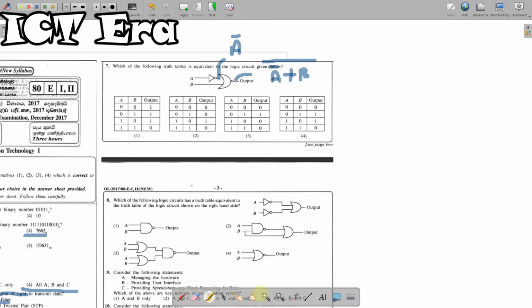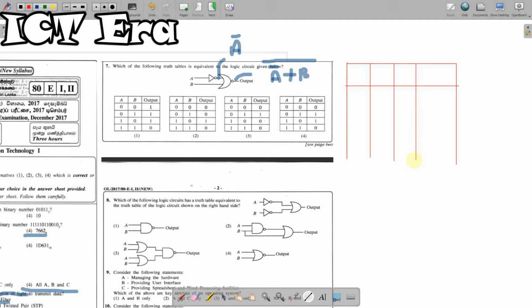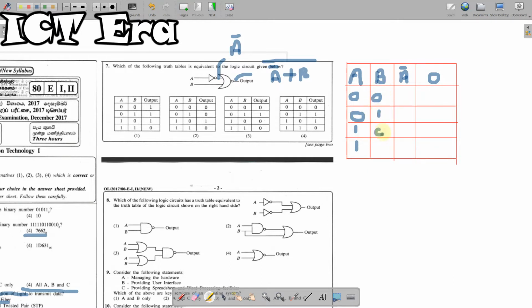So let's do the truth table for it. A, B, then A bar, then we can write the output. There should be 4 inputs. Okay, so let's complete this table. Truth table: A, B, then here A bar, then the output. 0, 0, 1, 1, here 0, 1, 0, 1, then A bar means 1, 1, 0, 0, then the output should be 0 plus 1, 1.